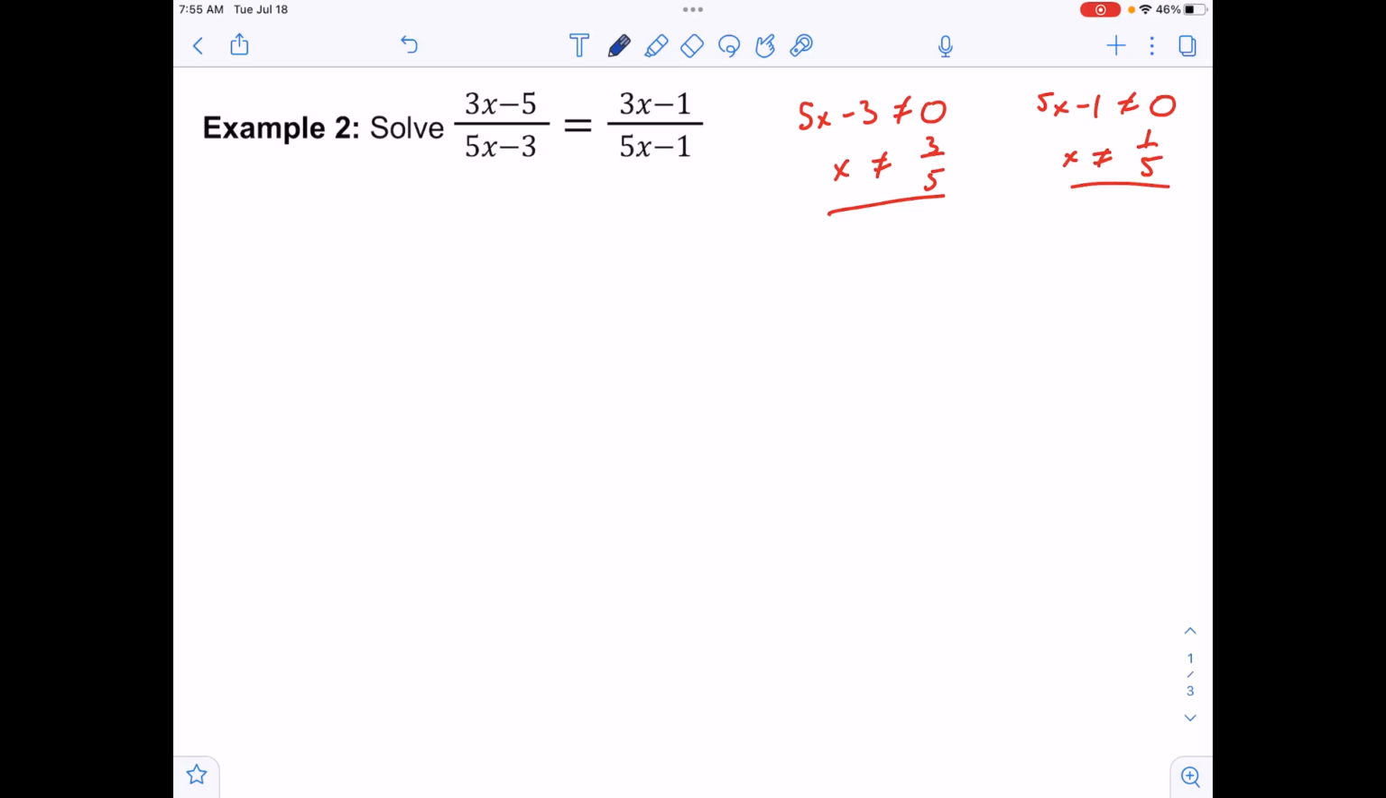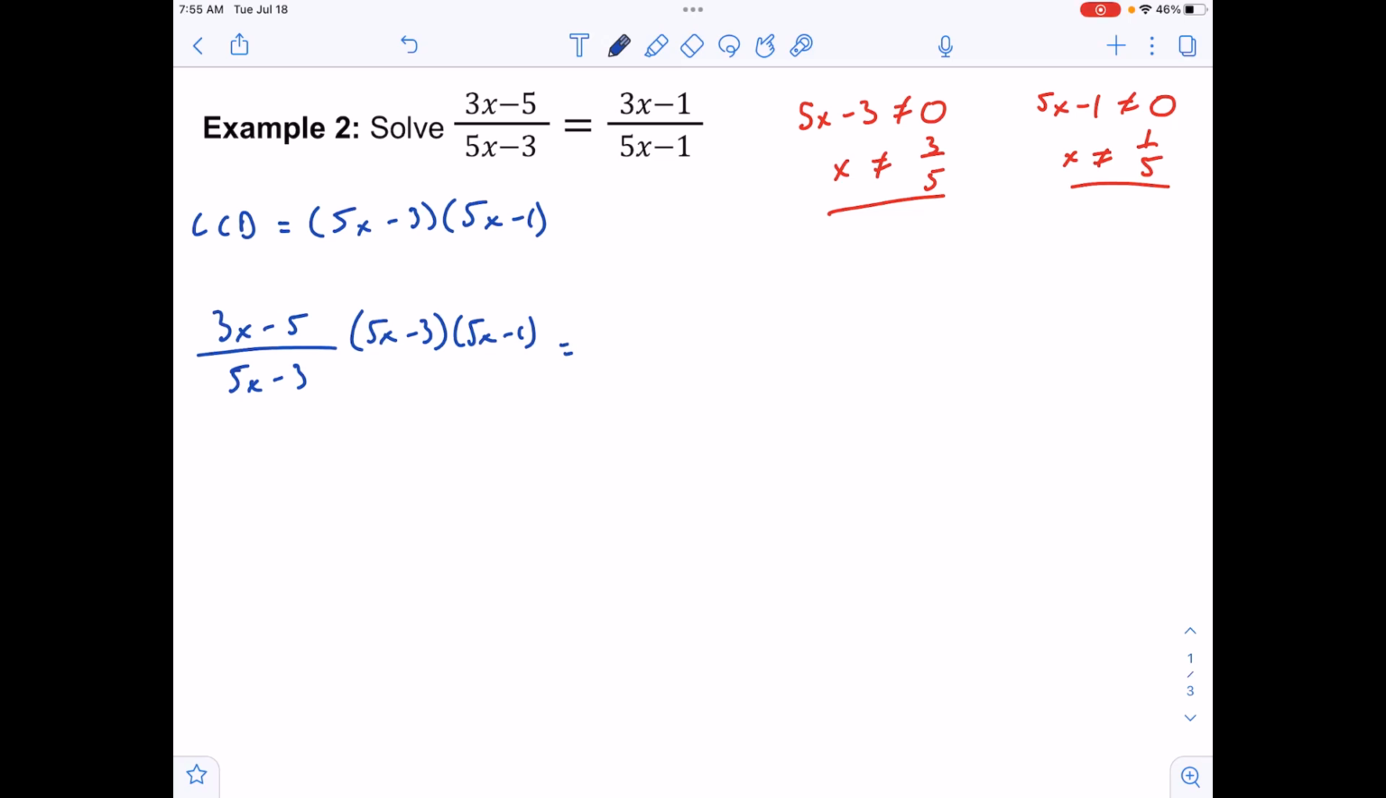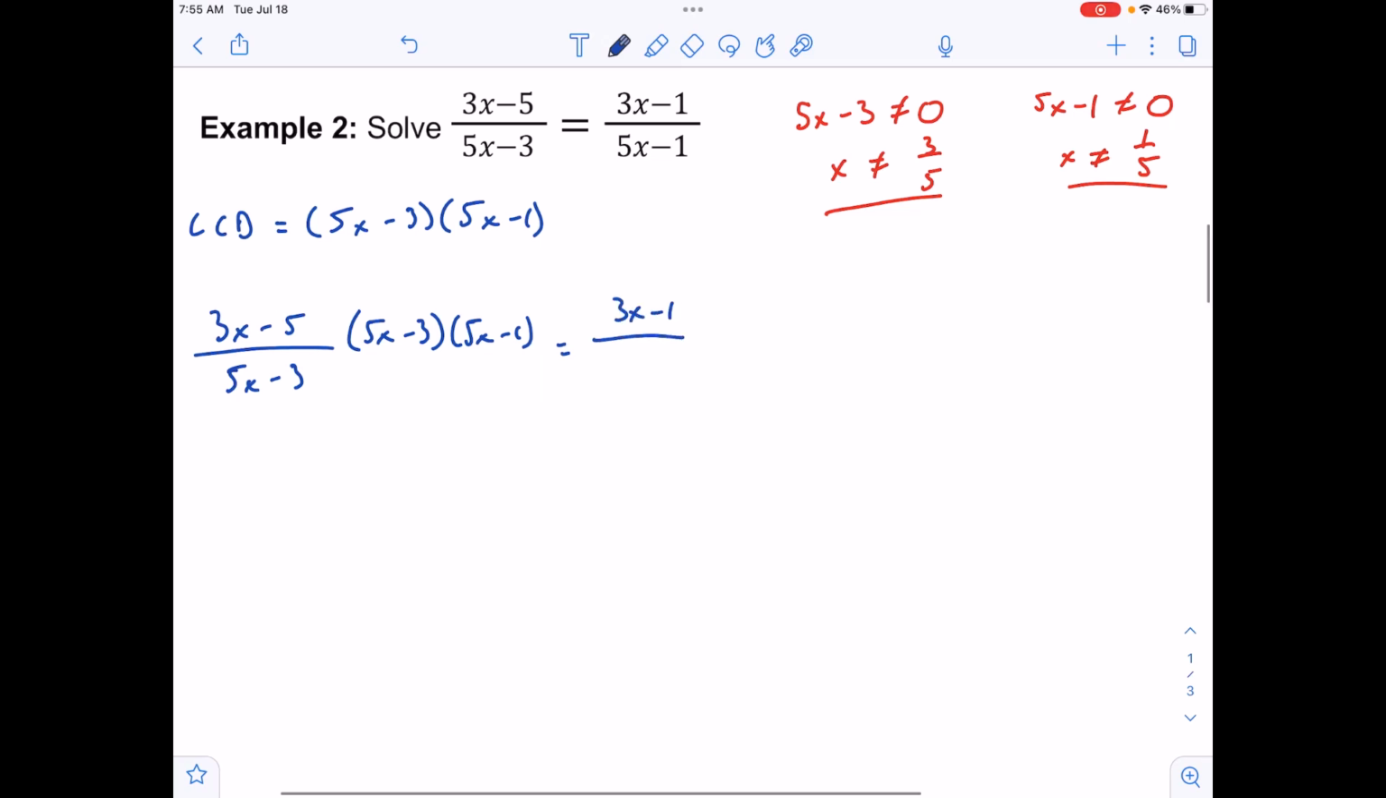So we have our lowest common denominator will be 5x minus 3 times 5x minus 1. So it's my two denominators multiplied together. And so I go ahead and multiply. 3x minus 5 over 5x minus 3 times 5x minus 3 times 5x minus 1 equals 2, 3x minus 1 over 5x minus 1 times 5x minus 3 times 5x minus 1.